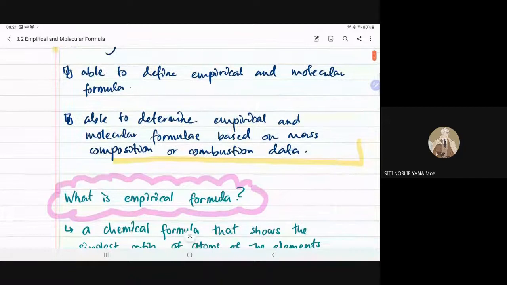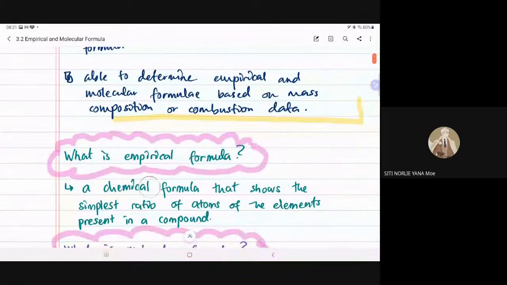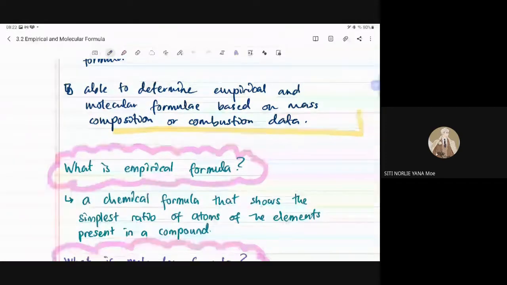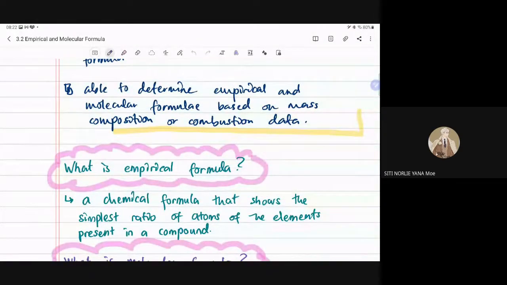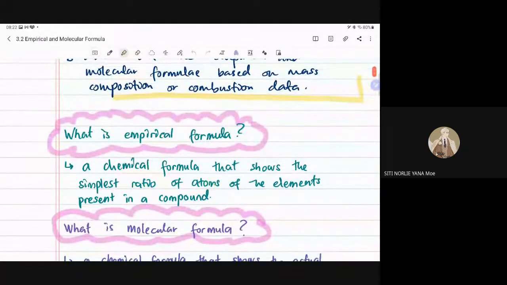So first of all, empirical formula. I'm sure you have seen this before in secondary school. So this is the definition of it. It is a chemical formula that shows the simplest ratio of atoms of the elements present in a compound.